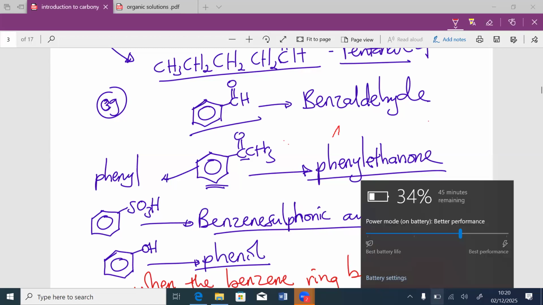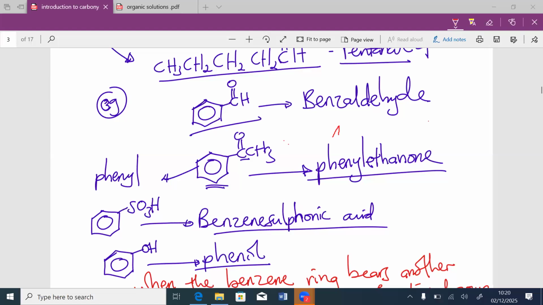The next aspect we are going to look at is obviously the physical properties of these compounds.